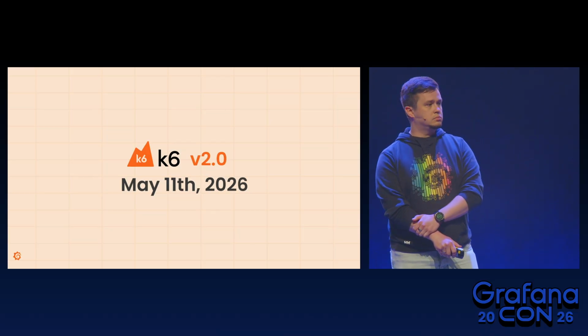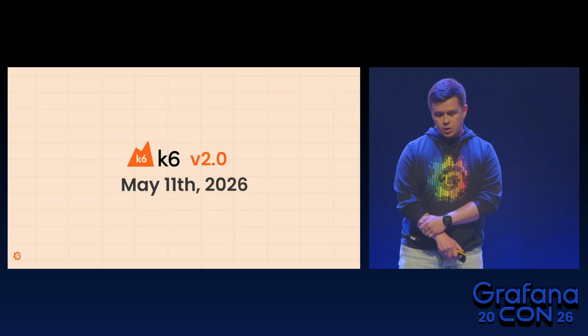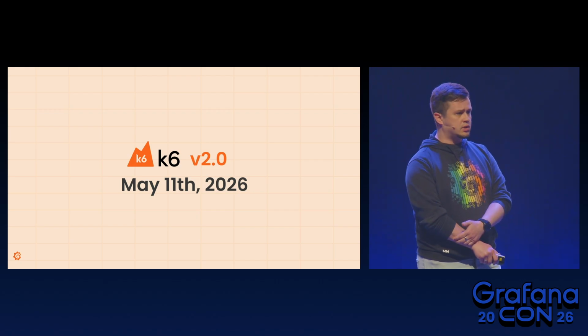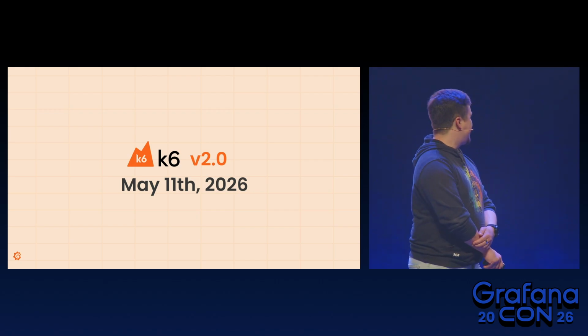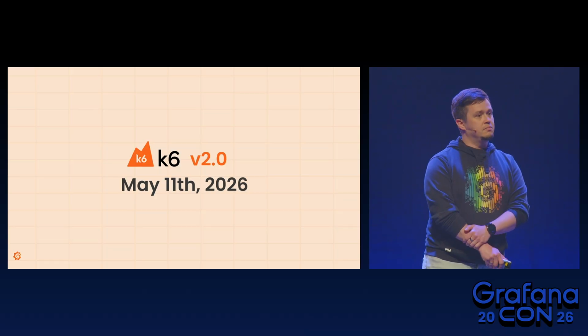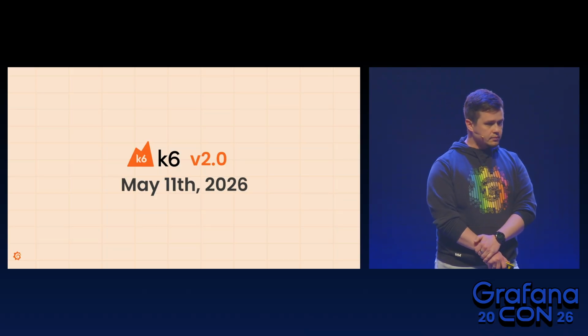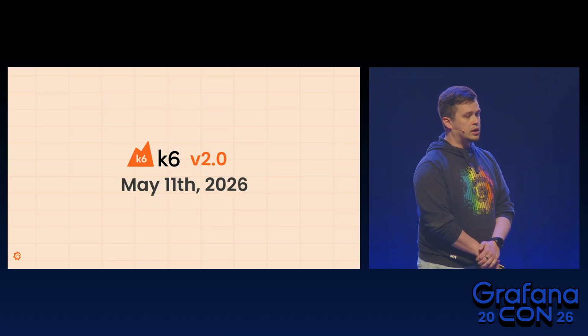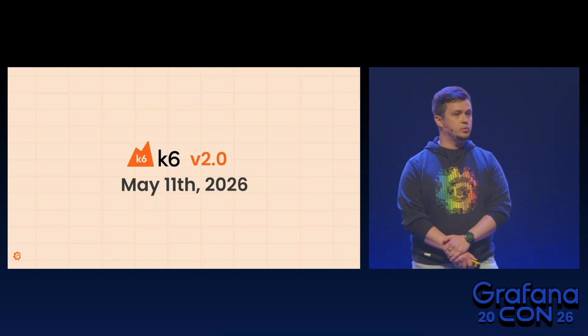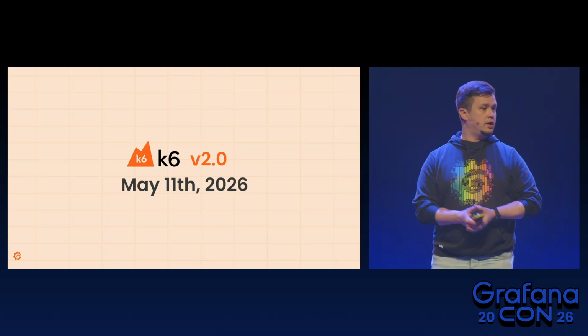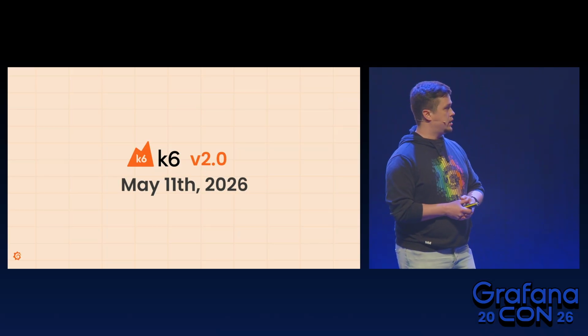Almost a year ago, at GrafanaCON in Seattle, we announced K6 version 1. It took us 9 years, countless iterations, and we finally shipped the first major stable version. And today we're doing it again. K6 version 2 comes out on May 11th, 2026. And before you panic, a lot of what you know and love about K6 is not going anywhere.